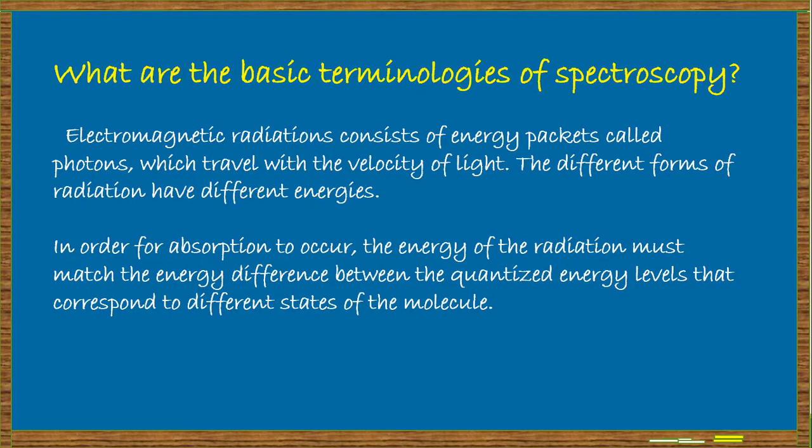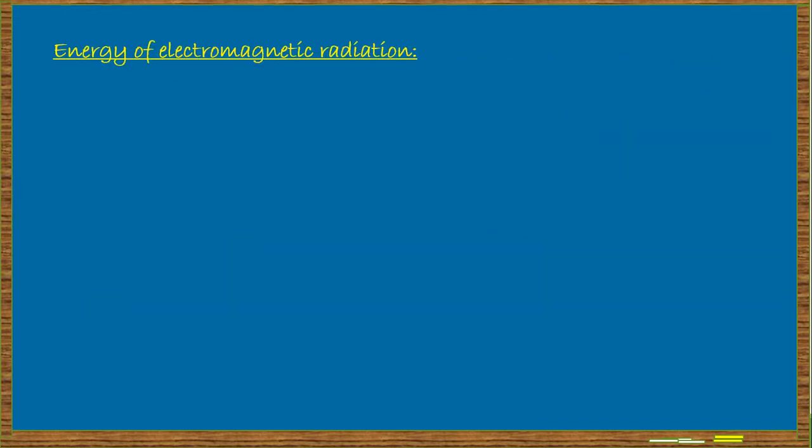So the very basic requirement for absorption to take place by the molecule, if it is subjected to electromagnetic radiation, is that the energy of the radiation and the energy difference between the different energy levels of the molecule should be equivalent or matching. Then only will absorption take place. Otherwise, no absorption will take place. This is the very basic condition for absorption, and only then will you get the spectra; otherwise the spectra will not be obtained.